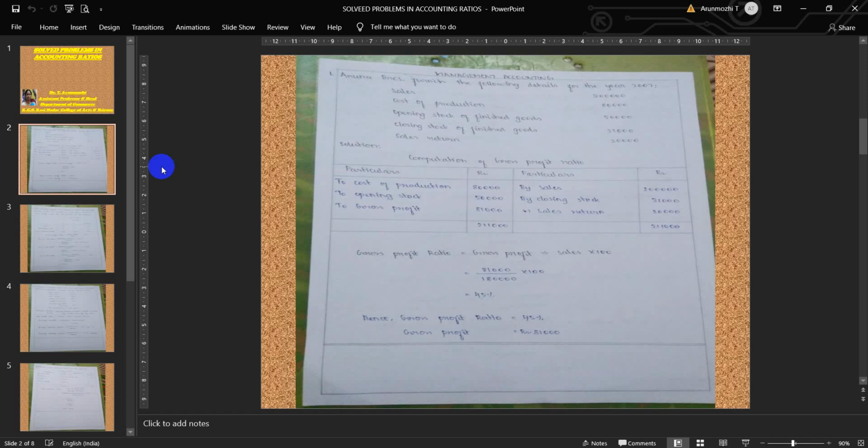Calculate gross profit ratio. We already know, from my previous videos, the formula: gross profit ratio is equal to GP by sales into 100. So here gross profit ratio comes to 81,000 divided by sales. Here you have 2 lakh of sales and sales returns is 20,000. When you deduct it you get 1,80,000 into 100. So you get 45 percentage. Hence gross profit ratio is 45 percentage and gross profit is 18,000.